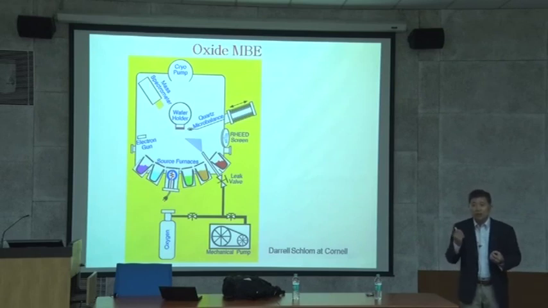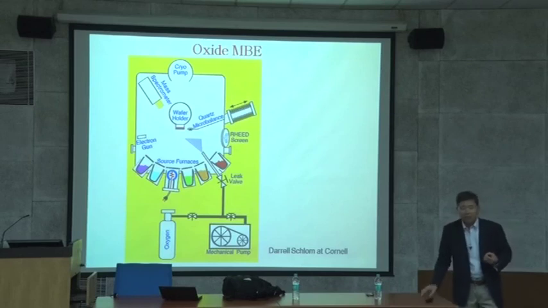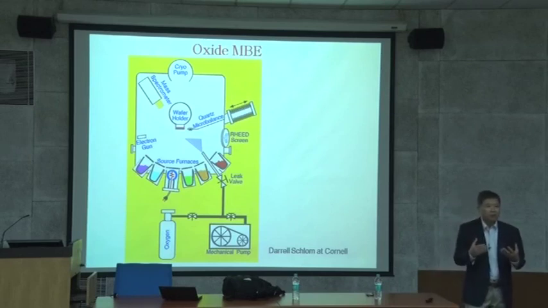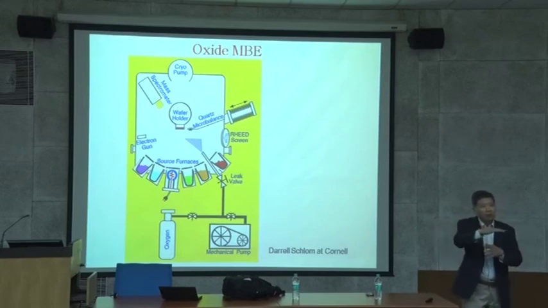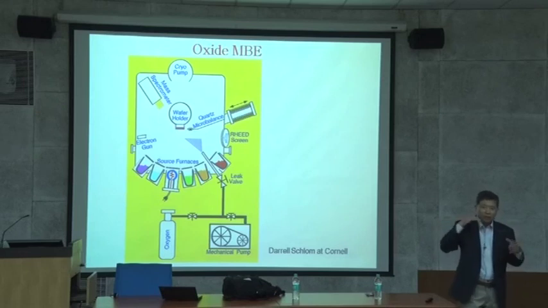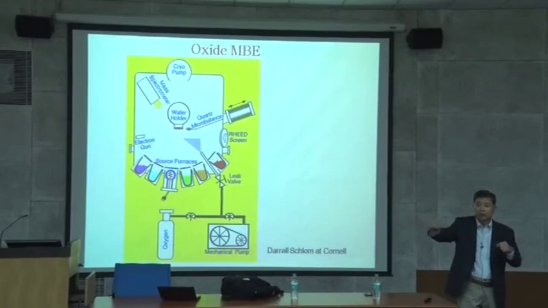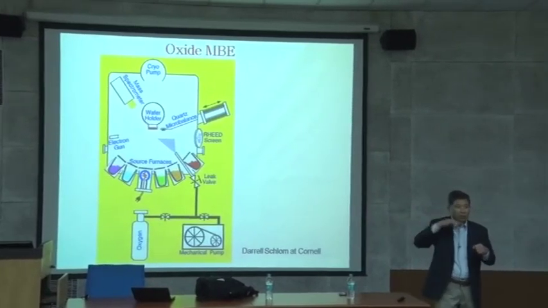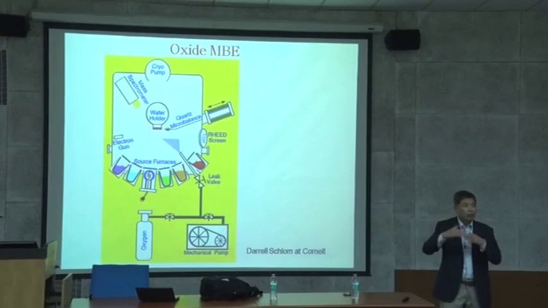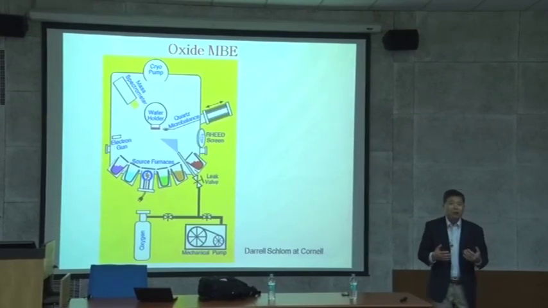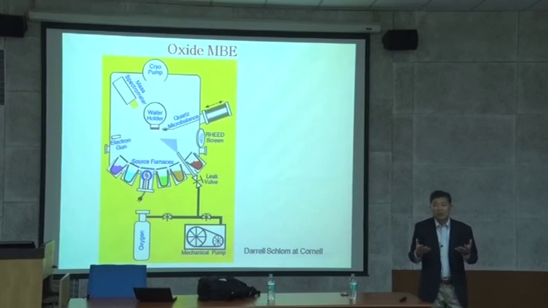But this oxide MBE has another advantage. You have individual atomic layer control, elemental layer control. For example, when you grow strontium titanate, I can put down a strontium layer only, then a titanium layer only. So I'm really not growing unit cell by unit cell. It's really one half unit cell, which means a strontium oxide layer and a titanium oxide layer, you can grow with individual layer control.